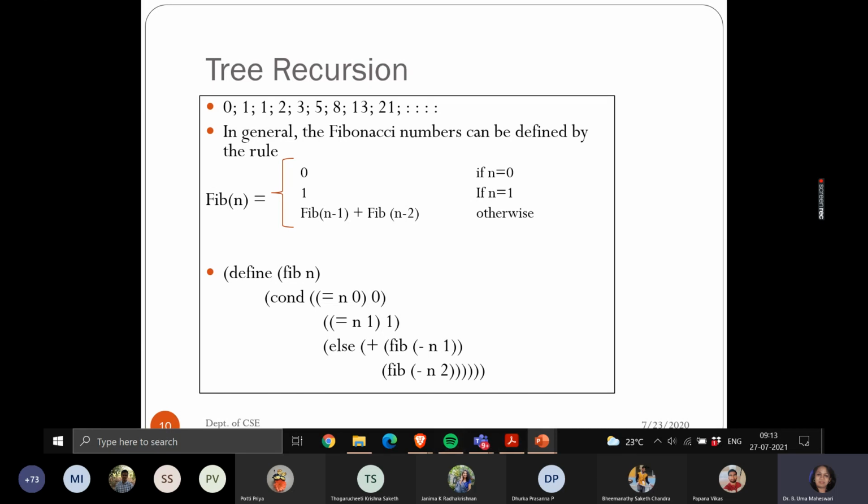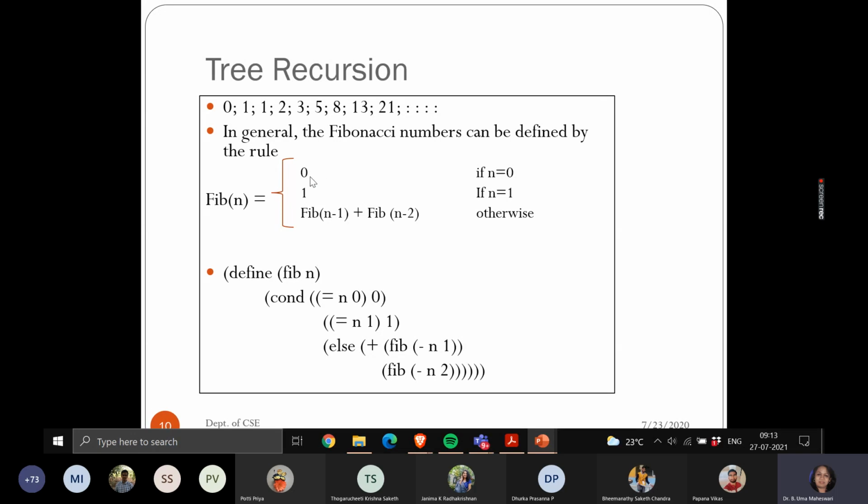Okay, so let us take the example of how to define Fibonacci of n. If n is 0, the result is 0, and if n is 1, the result is 1. Otherwise Fibonacci of n is nothing but Fibonacci of n minus 1 plus Fibonacci of n minus 2. So this is the mathematical explanation. In mathematics, I can write this process like this. The same thing I would like to write in Lisp.